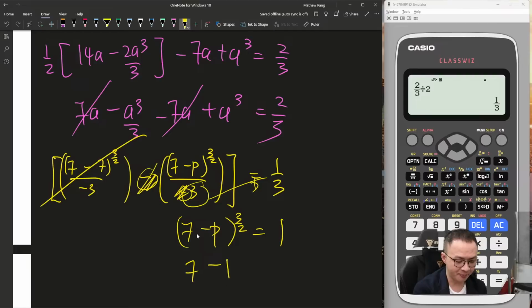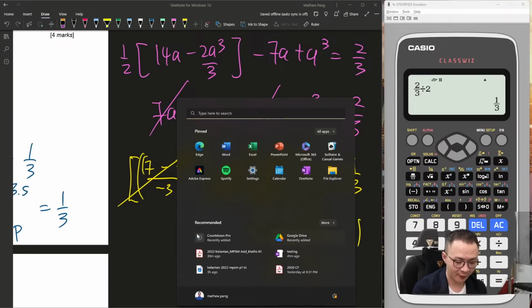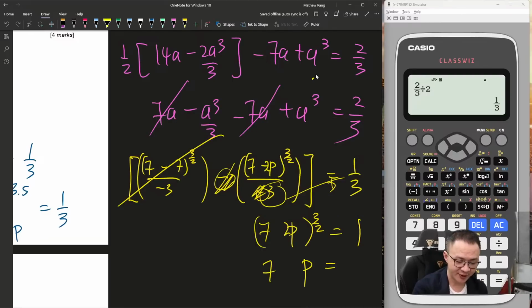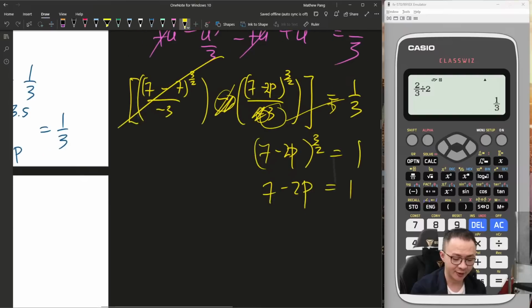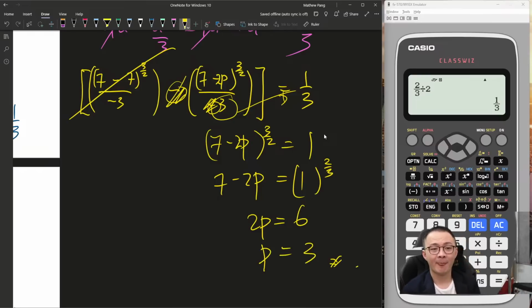Then 7 minus p is... oh, this is 2p, this is 2p, sorry. 7 minus 2p, sorry. So 7 minus 2p equals 1. Because supposedly you should do something like 2 over 3, but it's still 1. So then I will get 2p equals 6, then p is still equal to 3. So even though you do it like this, you will still get back the same answer for your p.